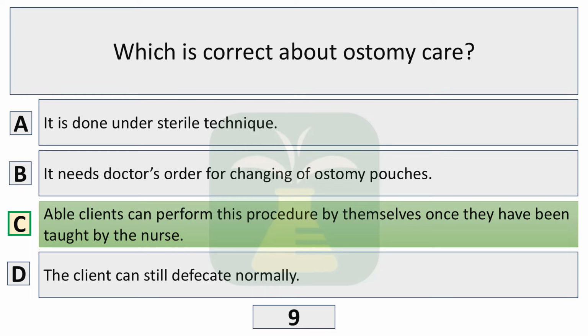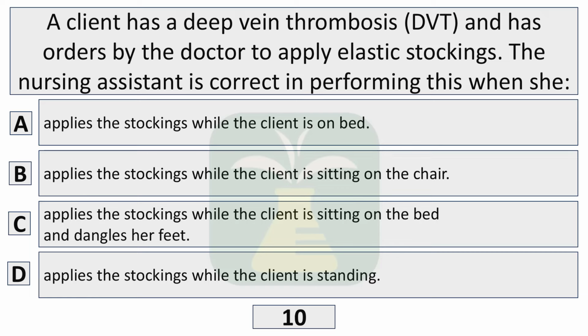A client has a deep vein thrombosis, DVT, and has orders by the doctor to apply elastic stockings. The nursing assistant is correct in performing this when she A. applies the stockings while the client is on bed, B. applies the stockings while the client is sitting on the chair, C. applies the stockings while the client is sitting on the bed and dangles her feet, D. applies the stockings while the client is standing.